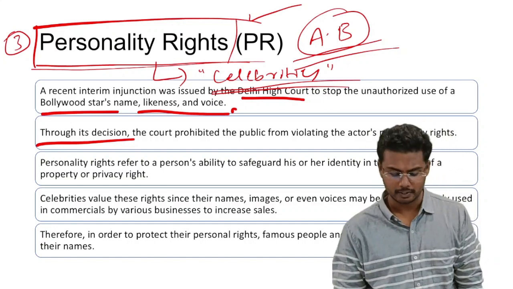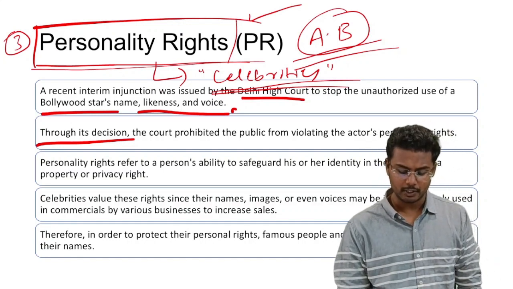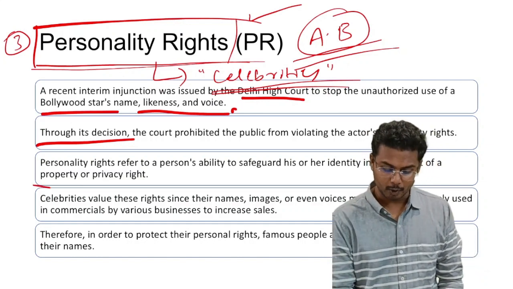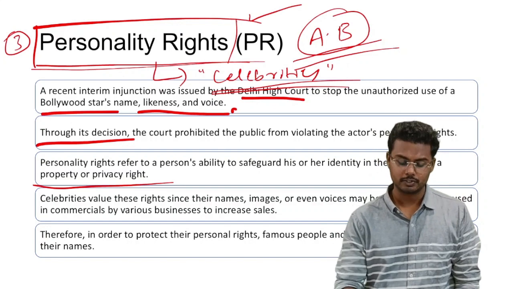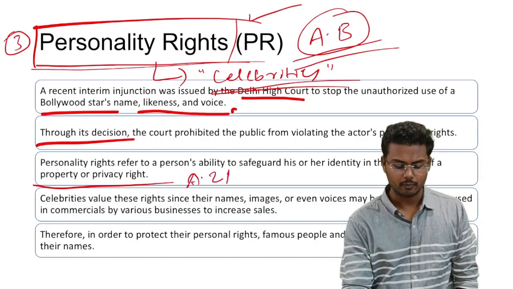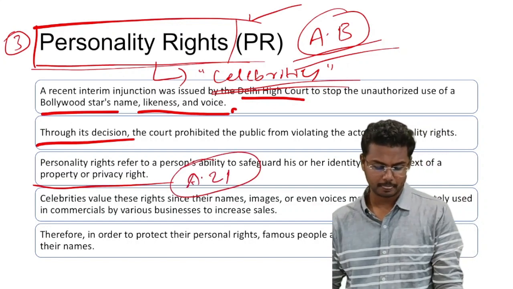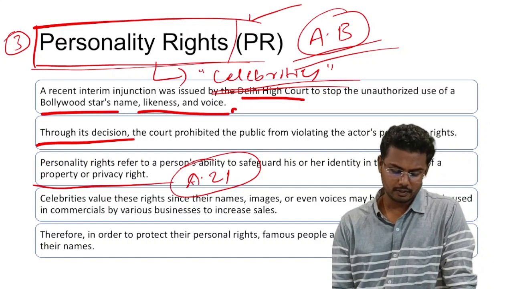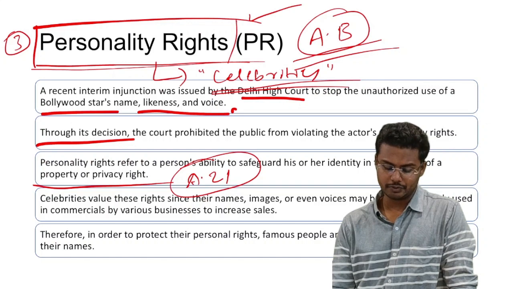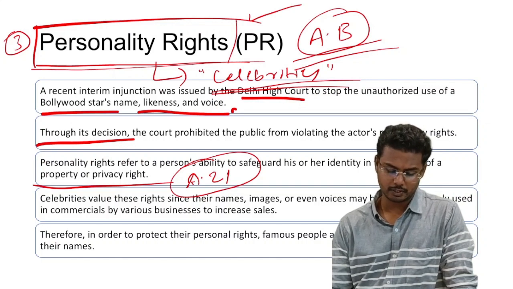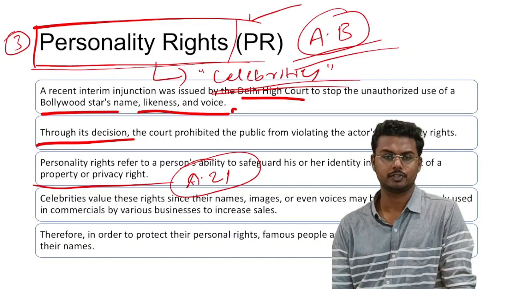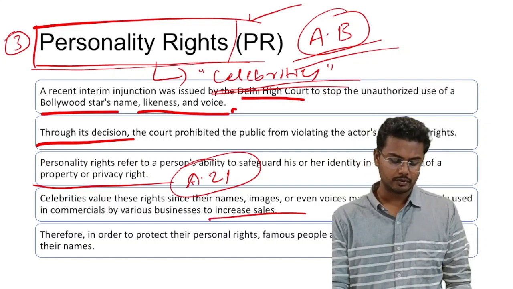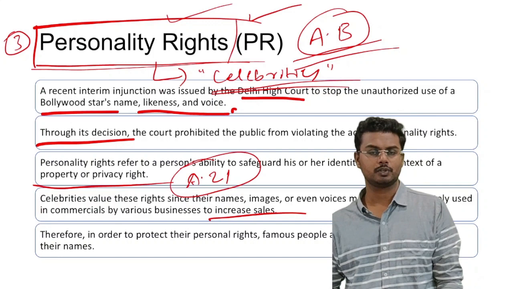So, what do you mean by personality right? It refers to a person's ability to safeguard his or her identity in the context of a property or privacy right, which is enshrined in Article 21 of the Indian Constitution. Alright, celebrities are concerned because their names, images, or even voices may be inappropriately used in commercials by various businesses. This might obviously increase the sales, but however, their privacy is misused or violated.